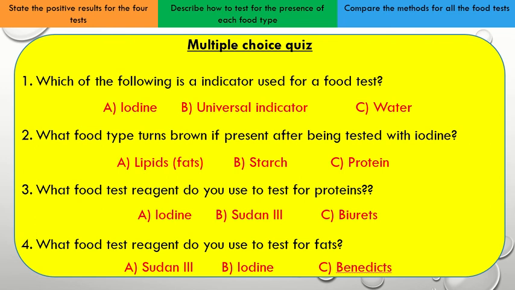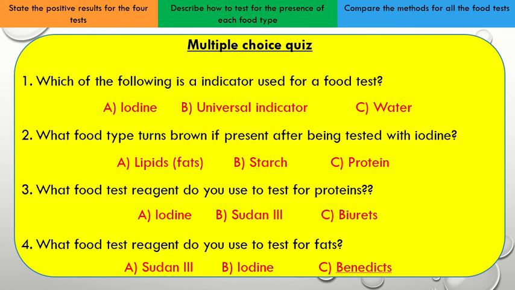Number 3, what food test reagent do you use to test for proteins? Do you think it is A, iodine? Do you think it's B, Sudan 3? Or do you think it is C, Biuret's? Once again, write down the letter you think it is.